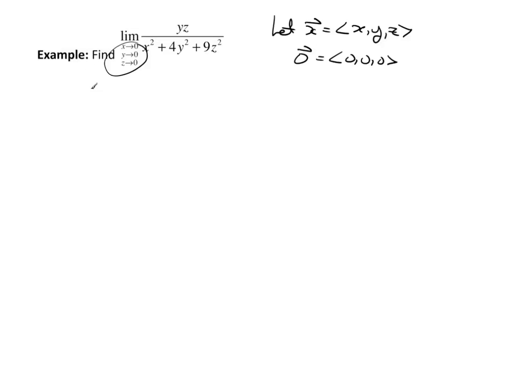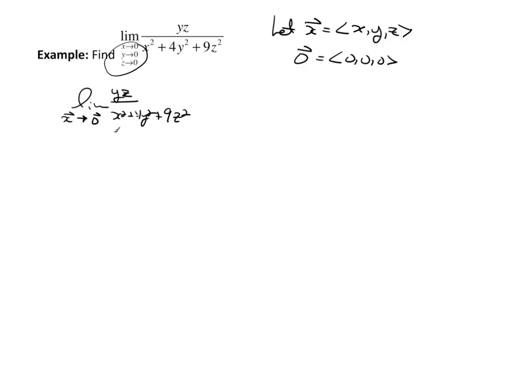So now I'm going to rewrite this. I want to find the limit as x goes to 0, of course these are vectors, of yz over x squared plus 4y squared plus 9z squared. See, that makes this notation a little bit easier to digest here.